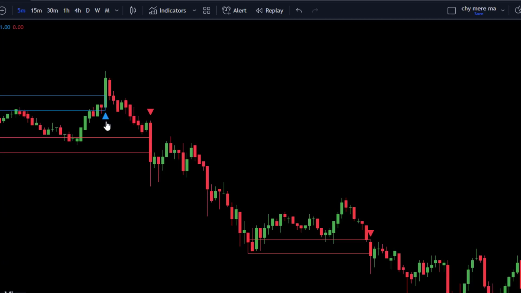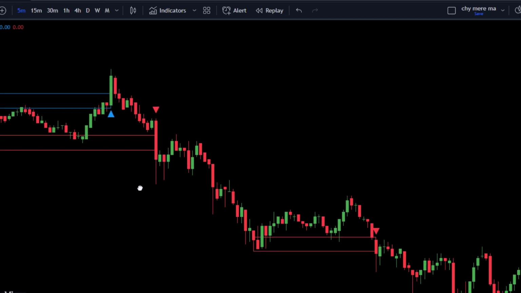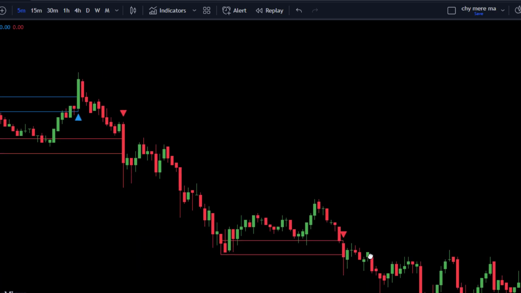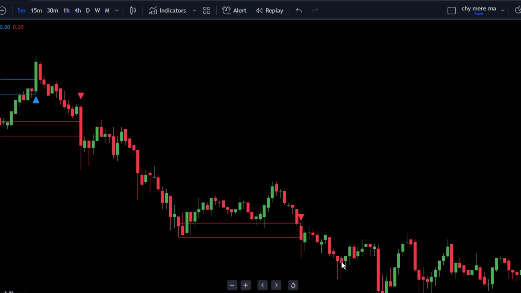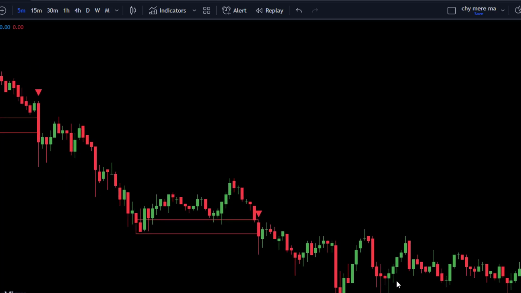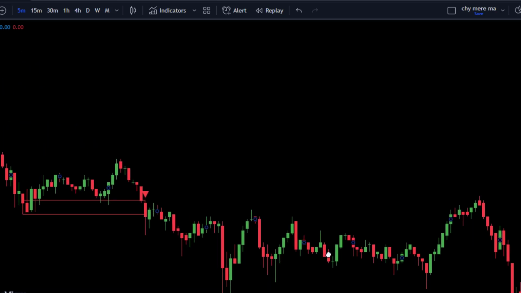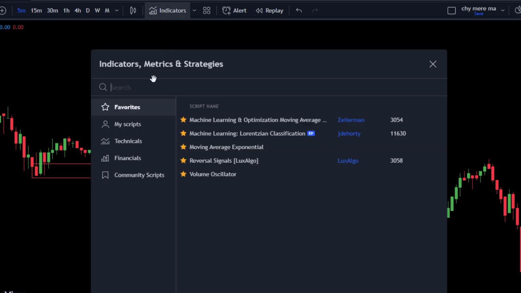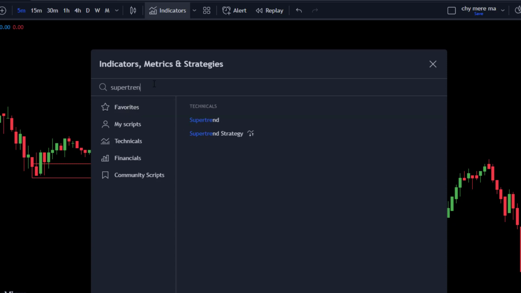In order to avoid all these false signals given by the indicator, you should know how to identify trends in the market. This is when we apply another indicator that will help us identify trends in the market. This indicator is called Super Trend. To add this indicator on our chart, we navigate to the indicator search bar and search for Super Trend. Select the one made by TradingView.